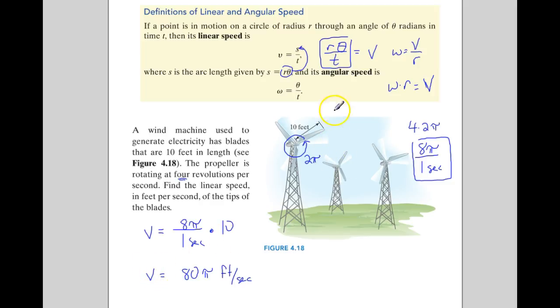Okay, so anyway, that's a similar problem to what you'll see in your homework. Just know that that's what's going on here. It's telling us the angular speed. So we use that fact, substitute in, and we've got the linear speed simply by multiplying by the radius.